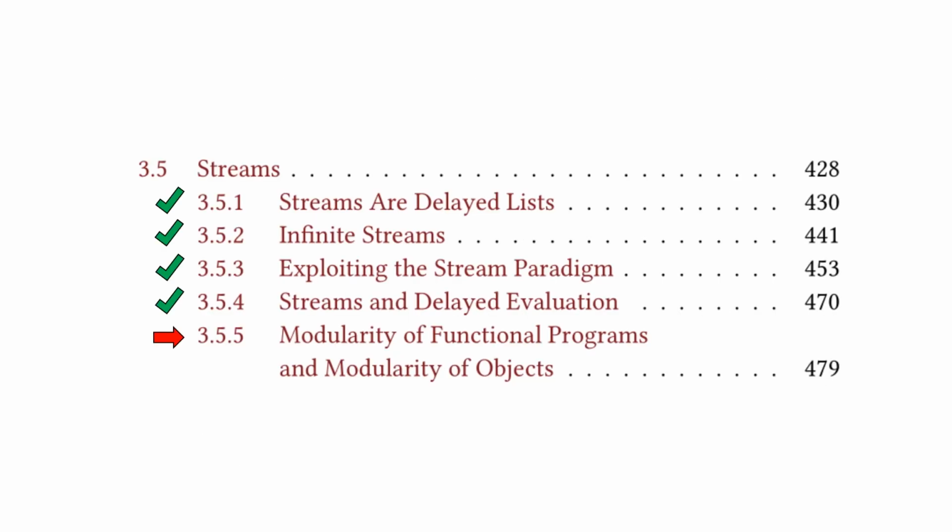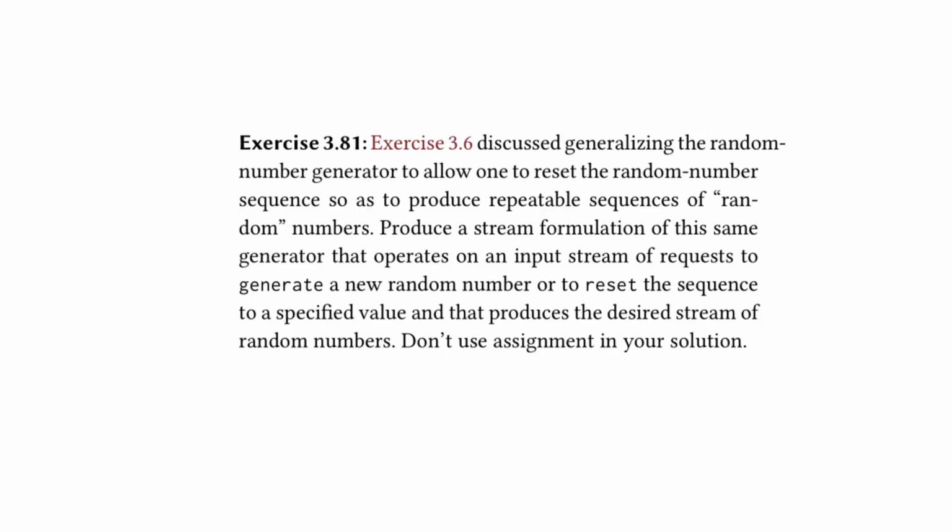And this takes us, last but not least, to the final subsection of chapter 3.5, modularity of functional programs and modularity of objects. So we jump once again straight into exercise 3.81, and this states, "Exercise 3.6 discussed generalizing the random number generator to allow one to reset the random number sequence so as to produce repeatable sequences of random numbers. Produce a stream formulation of this same generator that operates on an input stream of requests to generate a new random number or to reset the sequence to a specified value, and that produces the desired stream of random numbers. Don't use assignment in your solution."